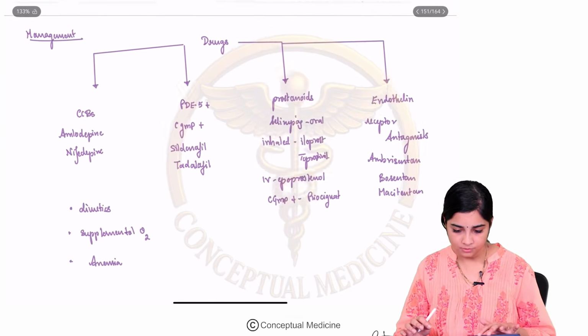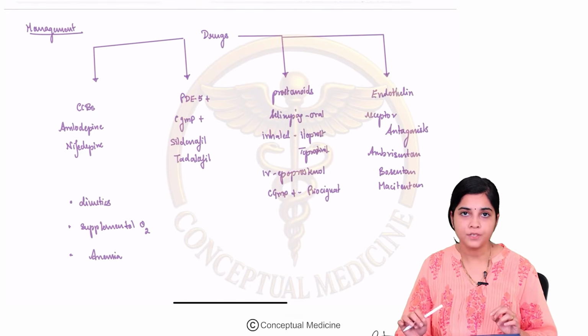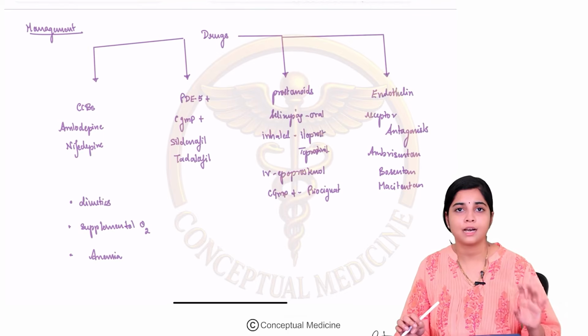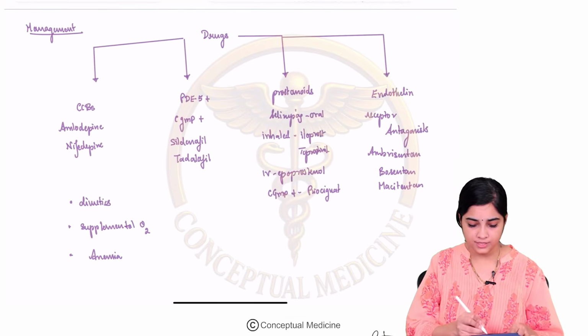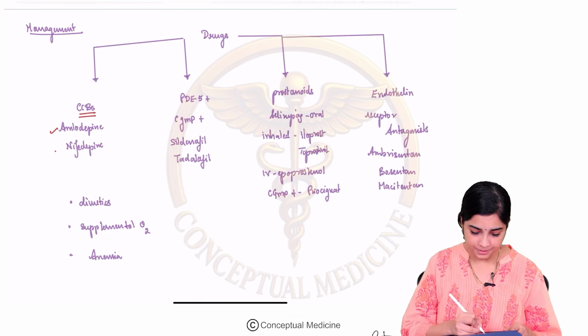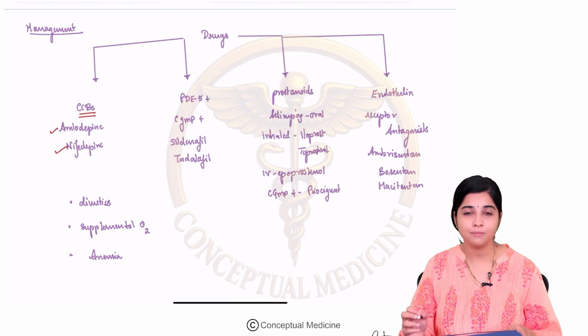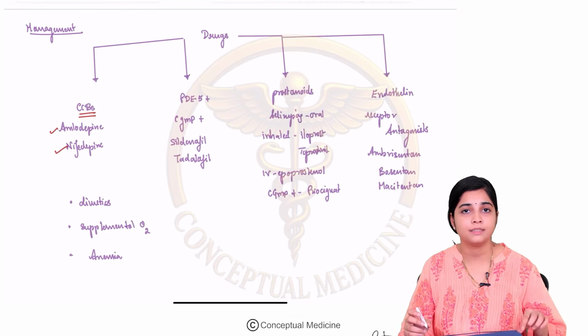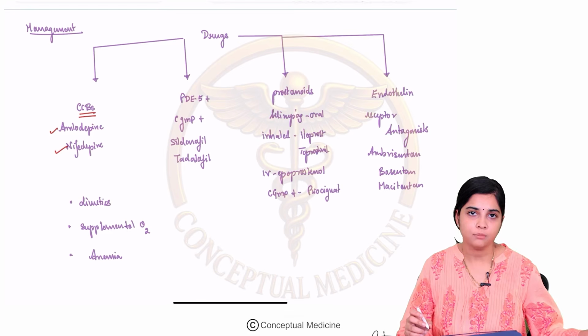Now let us move on to the management. Okay, so which are the drugs? The drugs are classified into various groups. We have already looked at the pathophysiology and the targets as well. So first is calcium channel blockers. Which calcium channel blockers are used? Amlodipine and nifedipine. So if you do a vasoreactive testing using IV iloprost and it is positive, then that means that for this group of pulmonary hypertension, you can use calcium channel blockers.